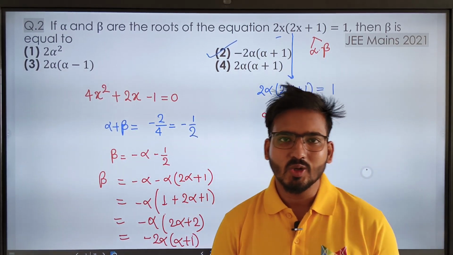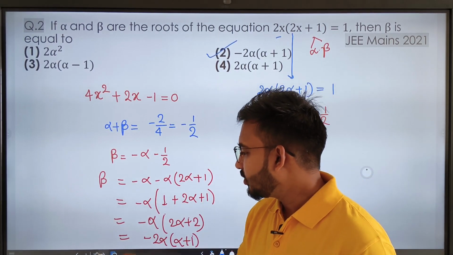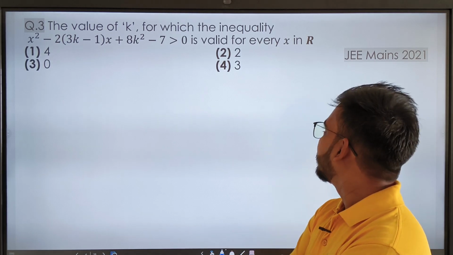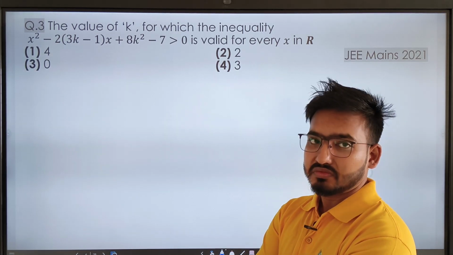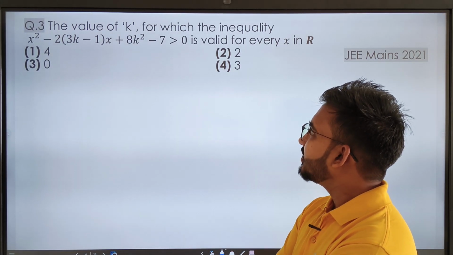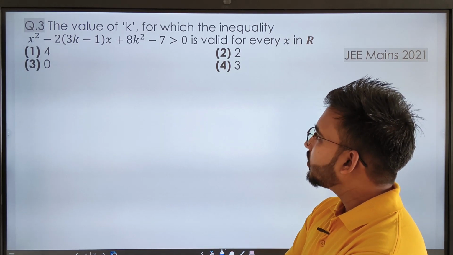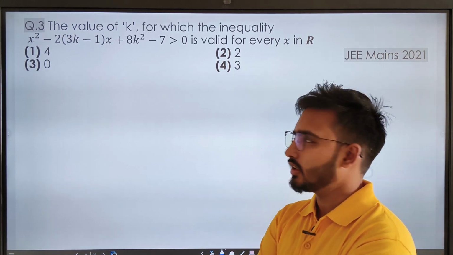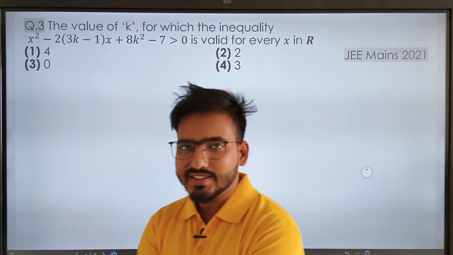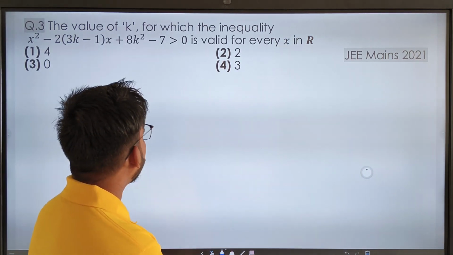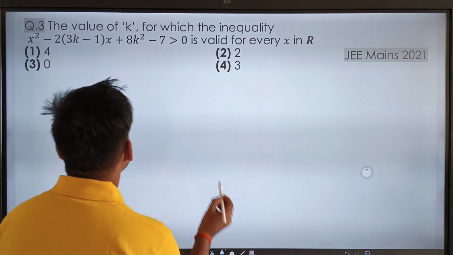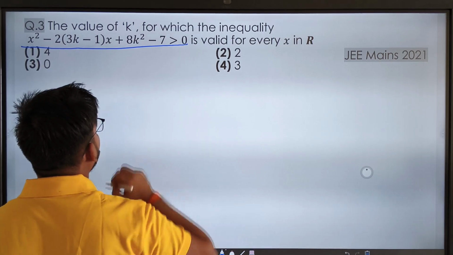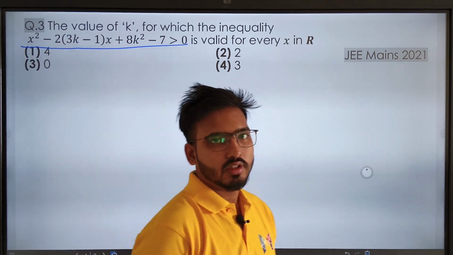Is that clear? Okay. So let's go to the next problem. This is question number 3. The value of k for which the inequality is valid for every x in R. Okay. So what does this inequality say? This inequality says that we have a quadratic equation. That quadratic equation is always greater than 0.